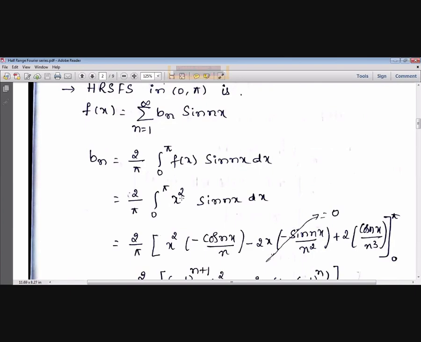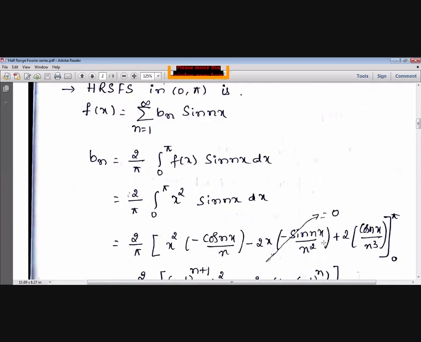2 by pi as it is, integration by parts. x square as it is, integration of sin nx is minus cos nx by n, minus differentiation of x square, which is 2x, and integration of this is minus sin nx by n square, plus differentiation of 2x, which is 2.